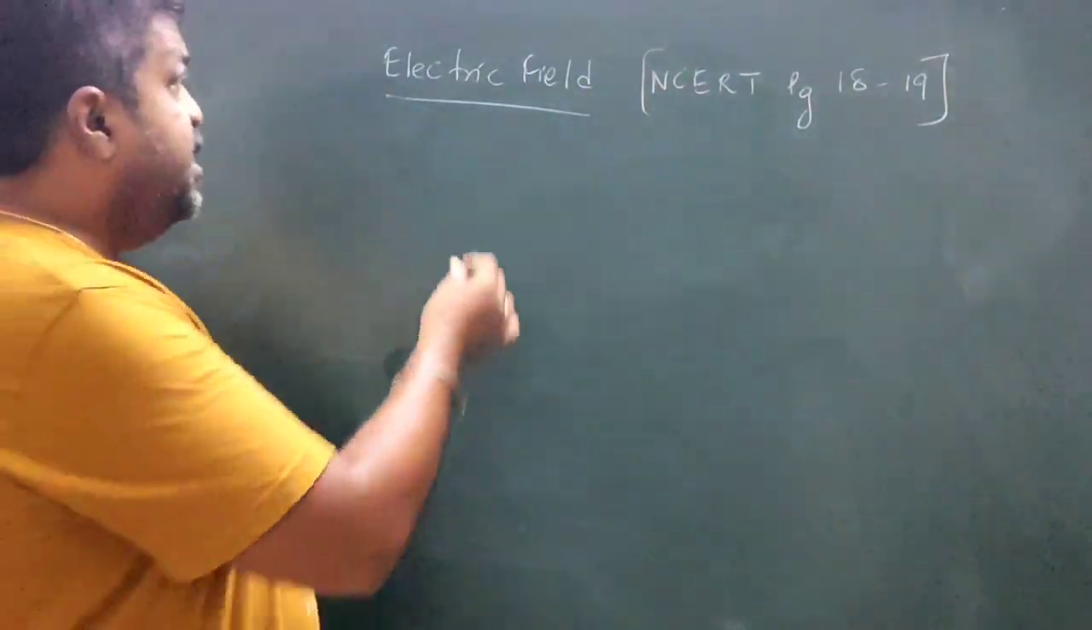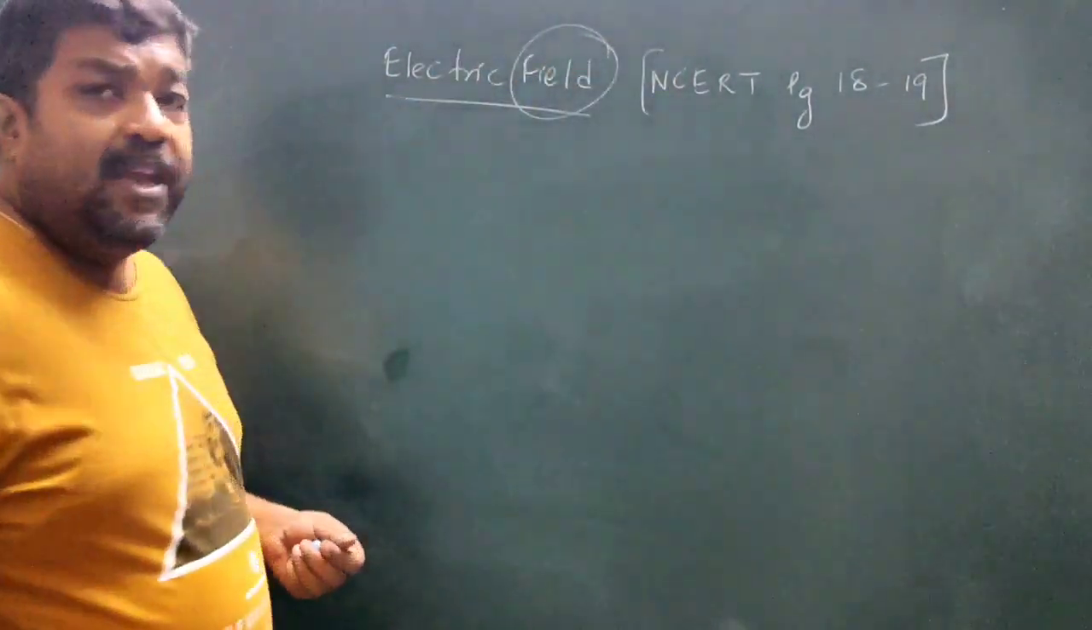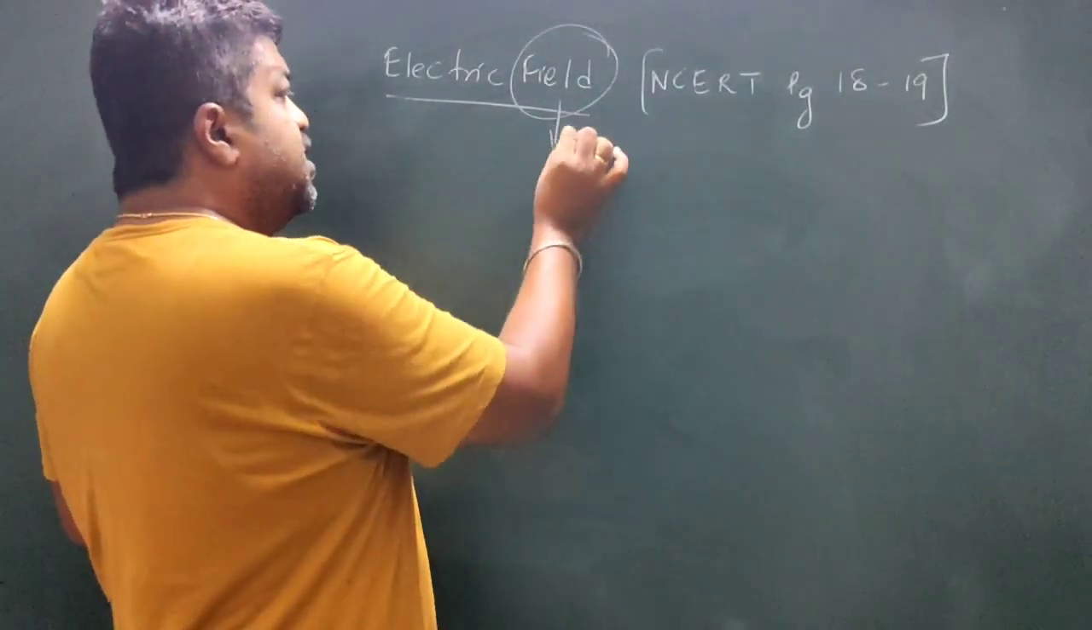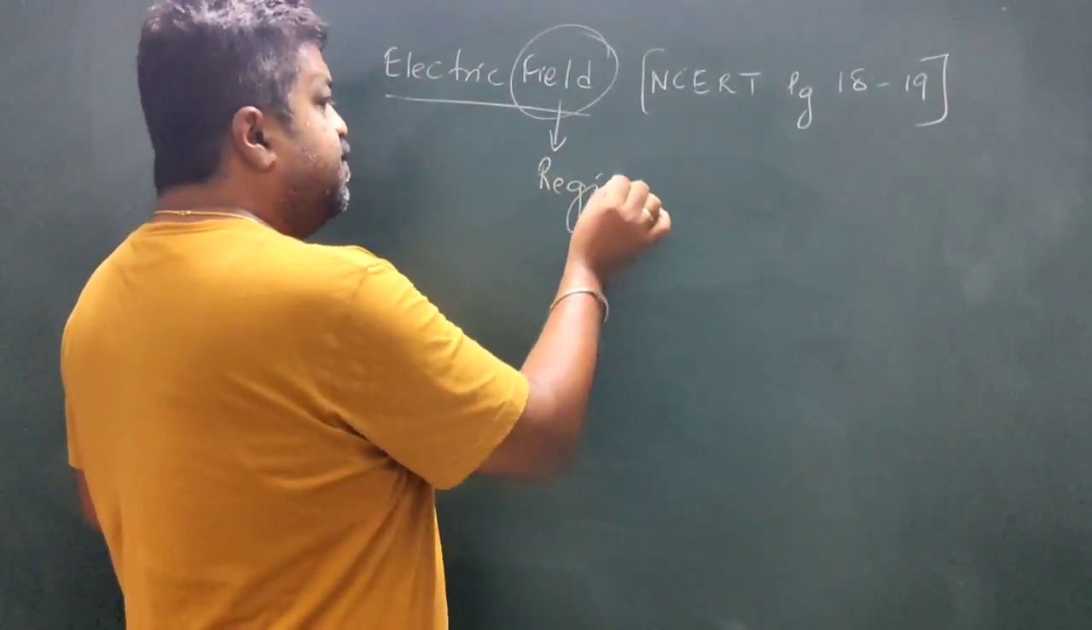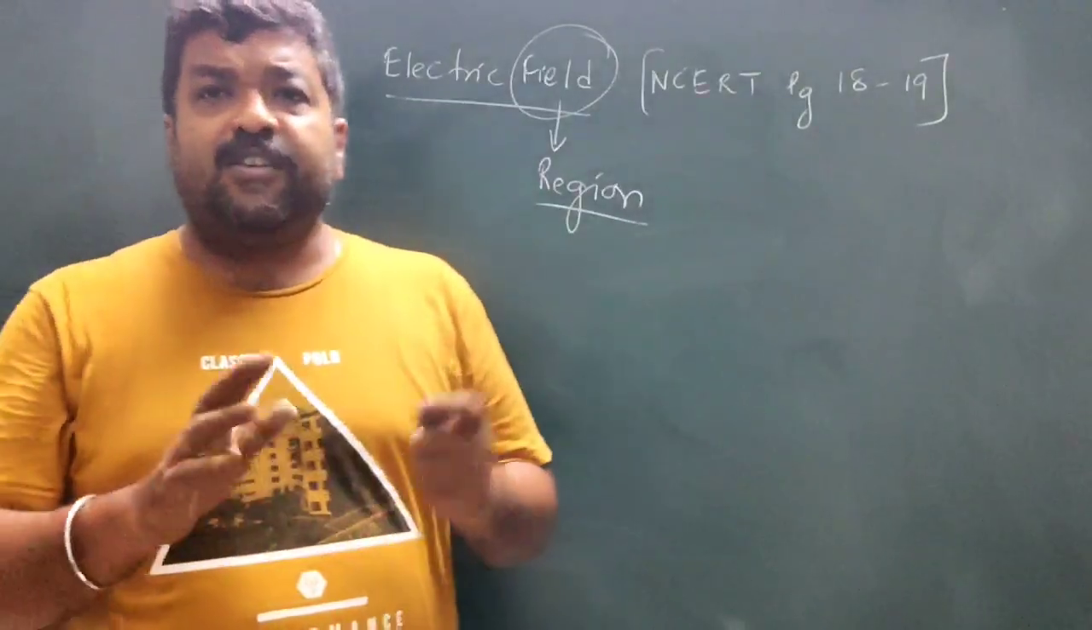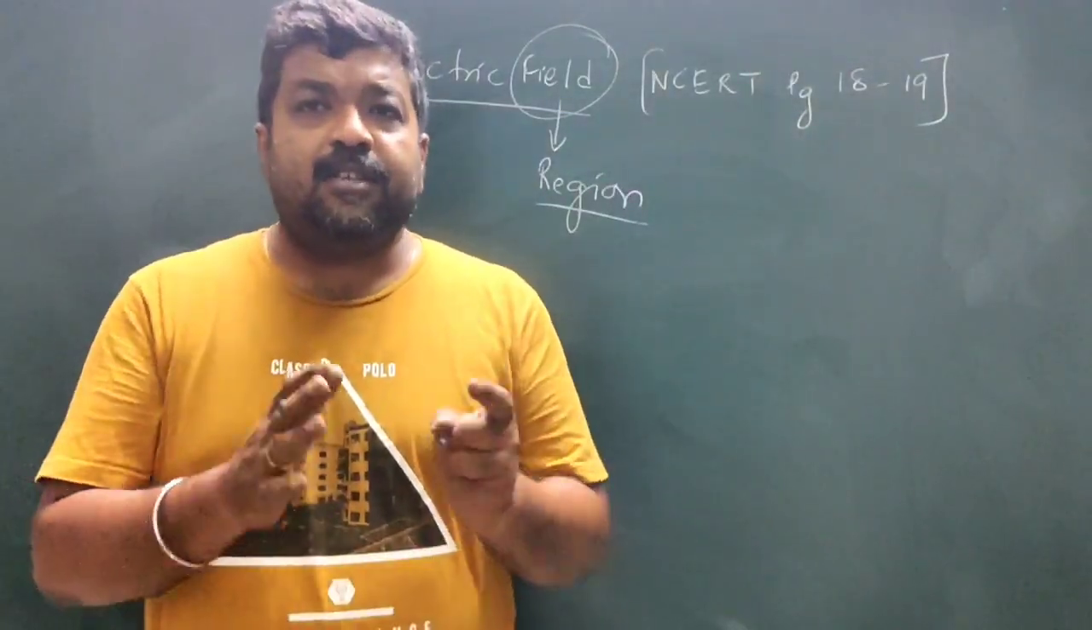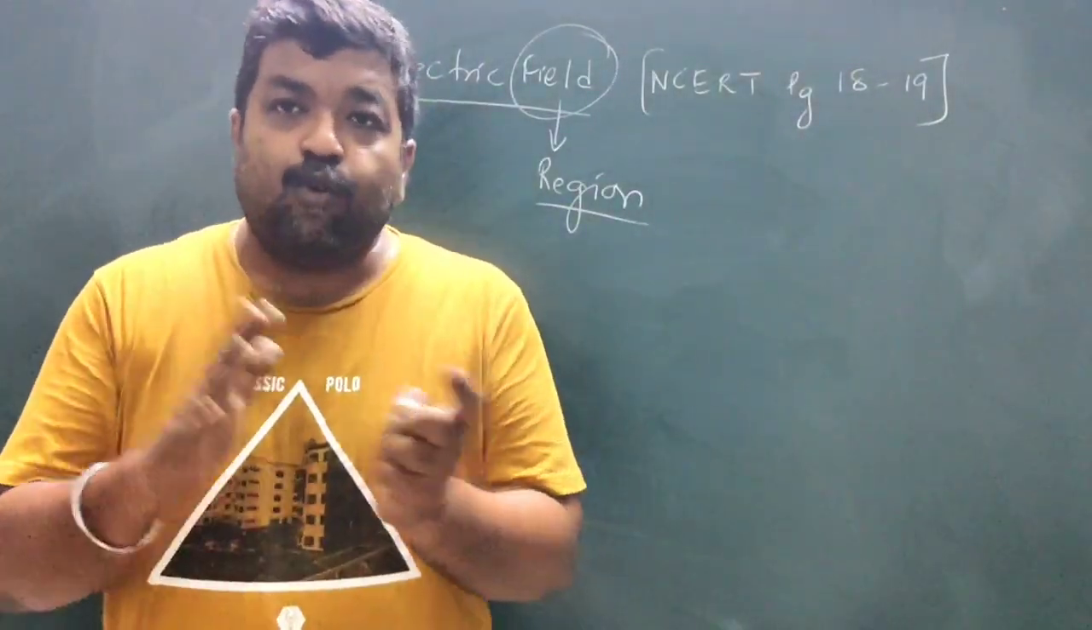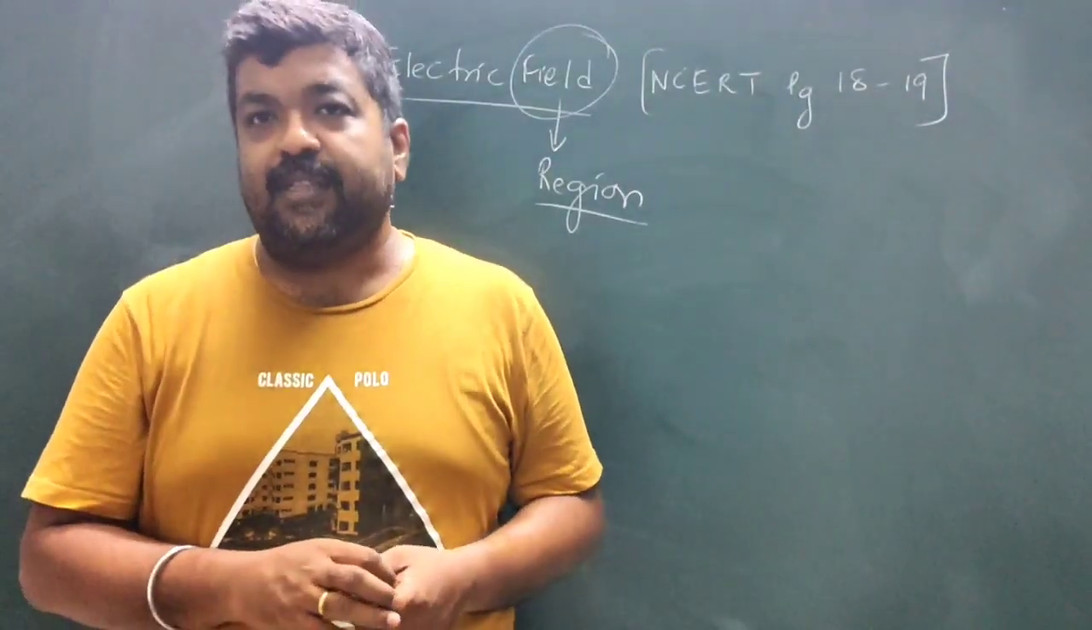Basically, when I say electric field, this field means region. Field means region, area. And this region belongs to someone. Who that someone is, we will identify in this lecture.